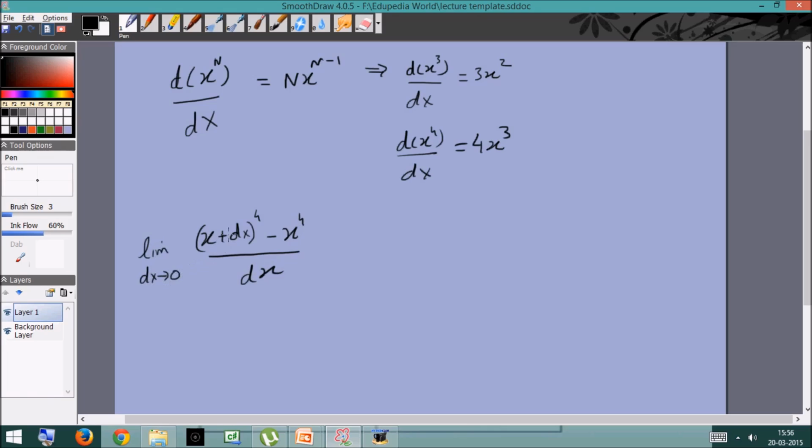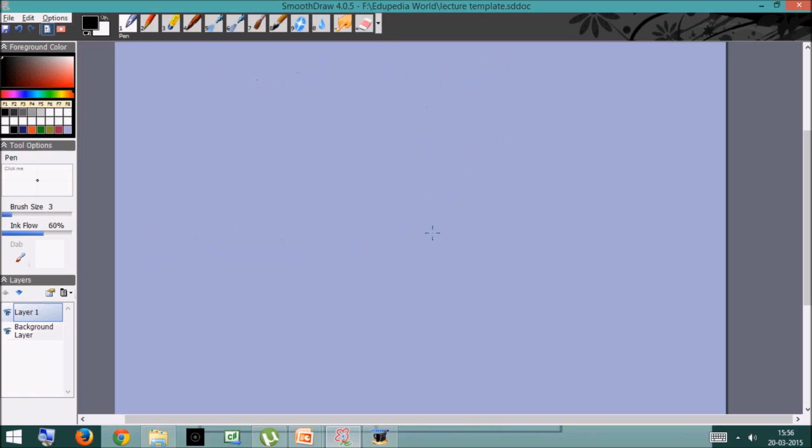And you need to know the formulas for (a plus b) to the power 4, and it will get tricky mathematically, but you will be able to calculate, and you will see that it ultimately comes down to 4x cubed. Right? There's another function whose derivative you need to remember, that is the derivative of sine x. So the derivative of sine of x with respect to x is cos of x.